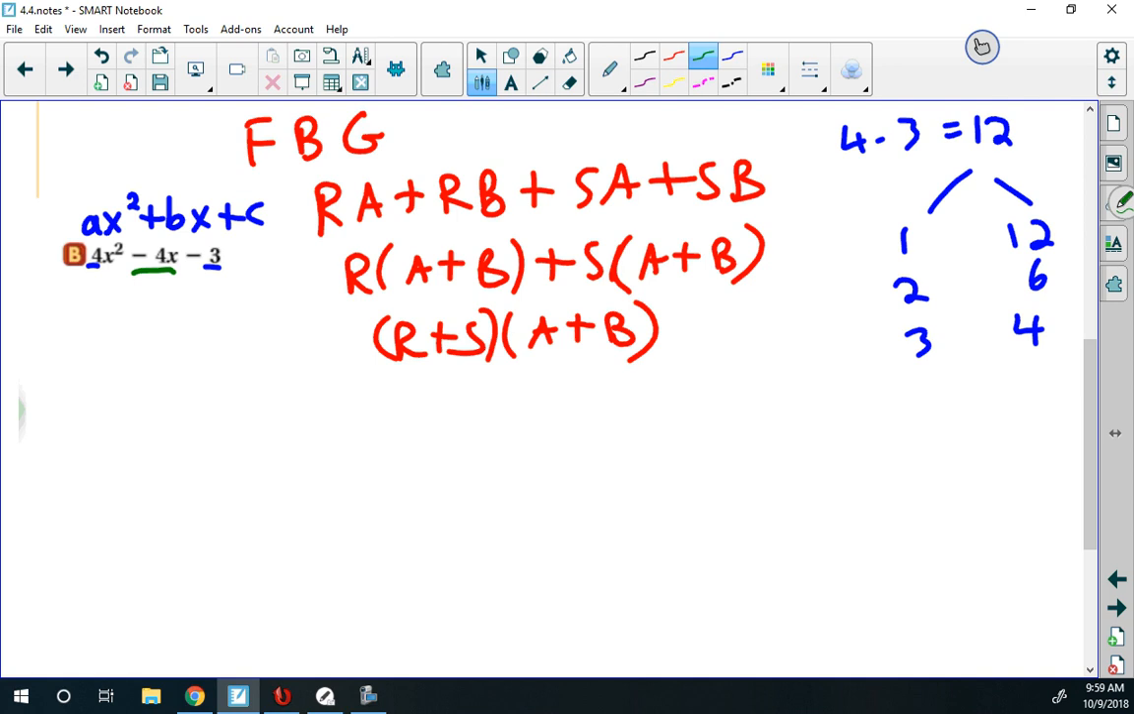using a pair of 12's factors. It's not going to be that pair. It's going to be that pair, right? So what I'm going to do is I'm going to rewrite this. It's going to be 4x squared. It's going to be a minus 3 on the end. What's it going to be in the middle?